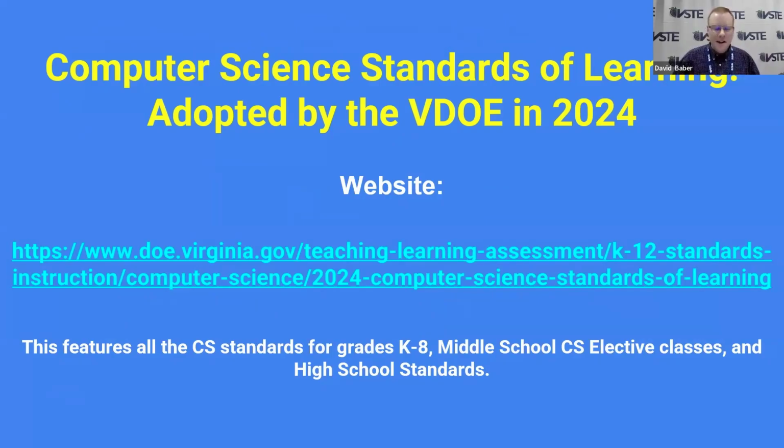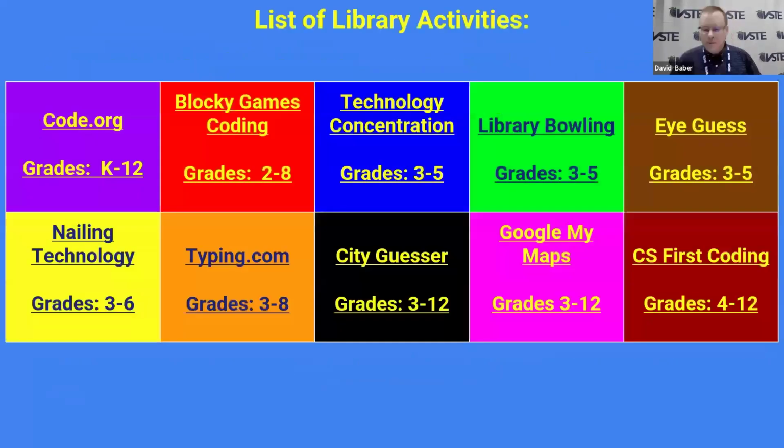All right, now briefly, here are the activities that we will be covering. Like I said, there's 10 of them, and I grouped them in order by grade level, starting with the lowest grade and going all the way up through 12th grade. All right, so starting off, we'll take a look at our first one.